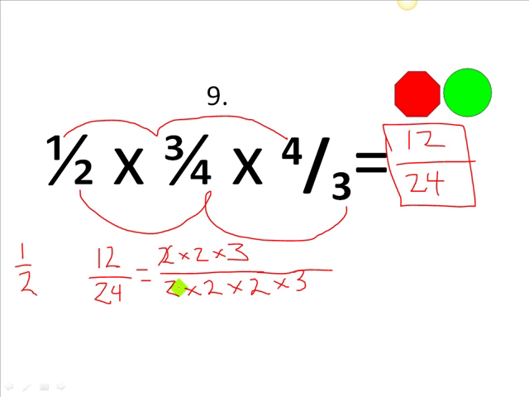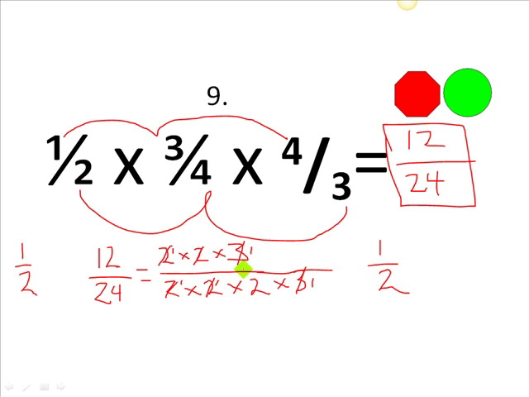Alright, I can cancel this with this. It becomes 1. This is where you'll see it's kind of important that it becomes 1. And I can cancel this with this, and it becomes 1. And I can cancel this 3 with this 3, and this becomes 1, and that becomes 1. So 1 times 1 times 1 is 1, and 1 times 1 times 2 times 1 is 2.